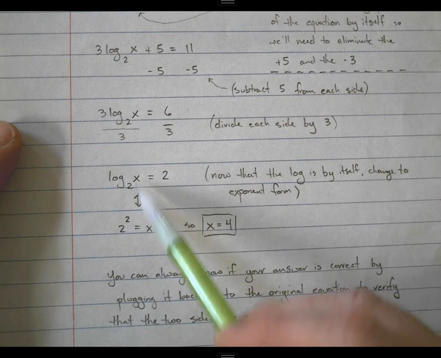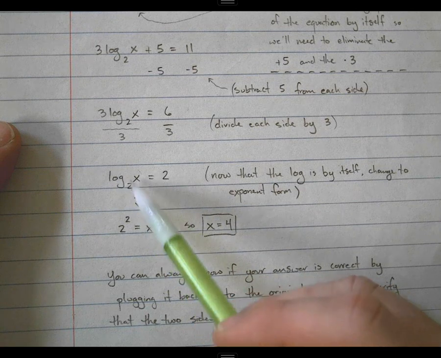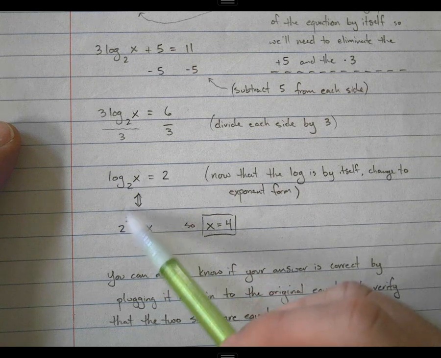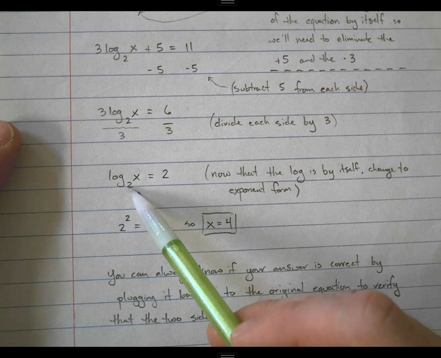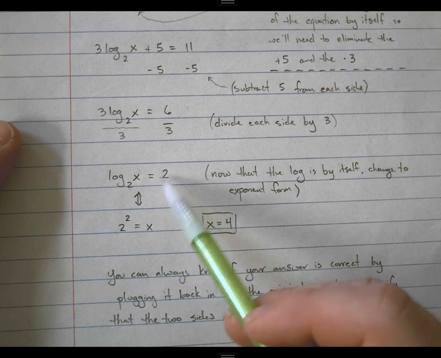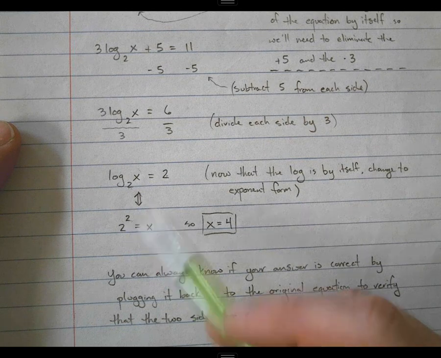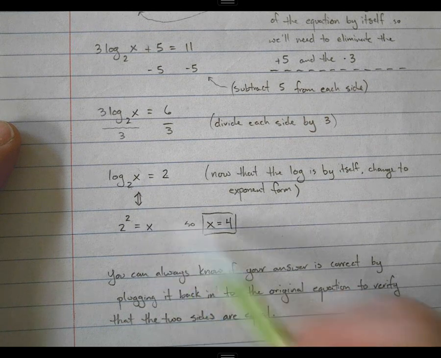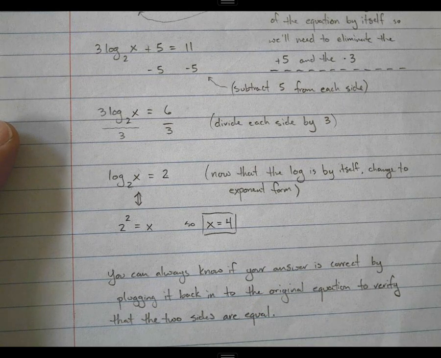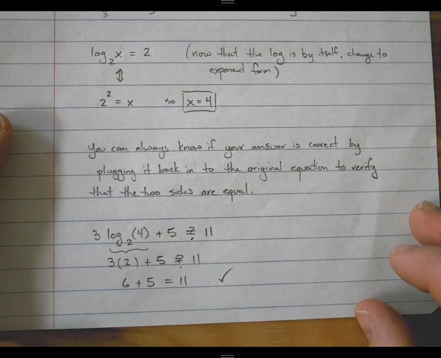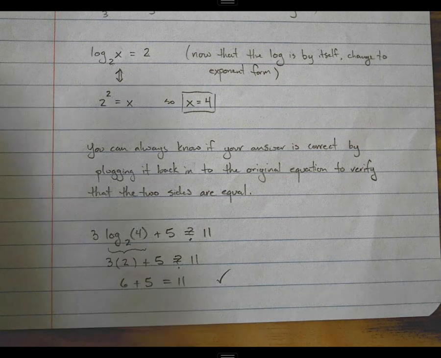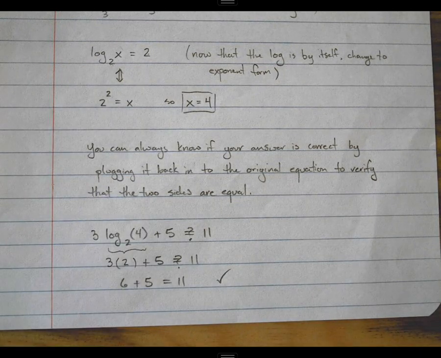So now that I've got this log with the base of whatever, now I can switch forms. So the base of the log is 2. The power is going to be 2. And that'll equal x. So in this case, x equals 4. Note that you can always check your answer and see if you're correct by plugging it back into the original.